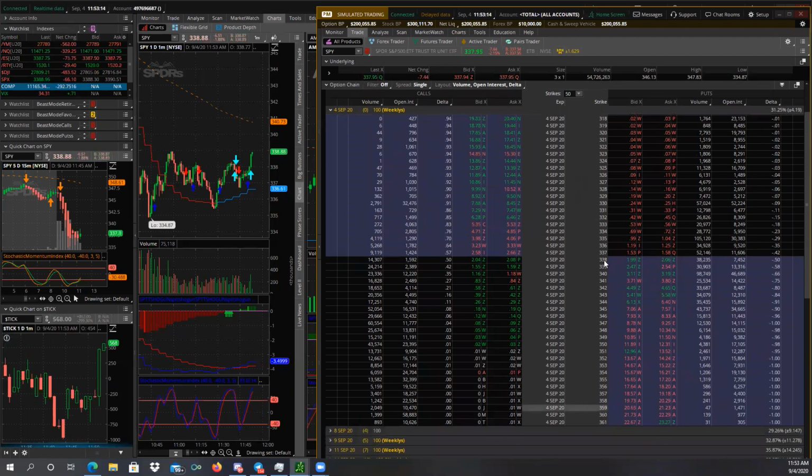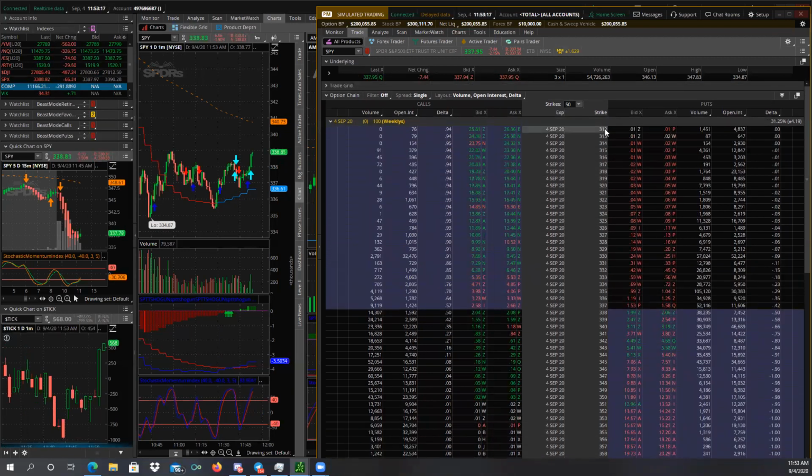What the strike means is that you have a bag of chips at the 312 level. All these numbers are bags of chips, per se, in this example. So the strike is just the desired option contract that you're specifically trying to target.